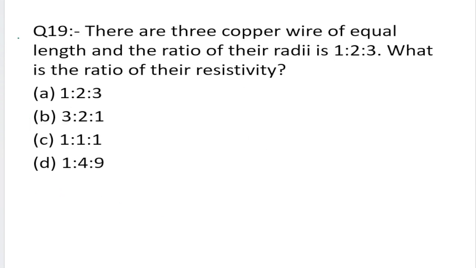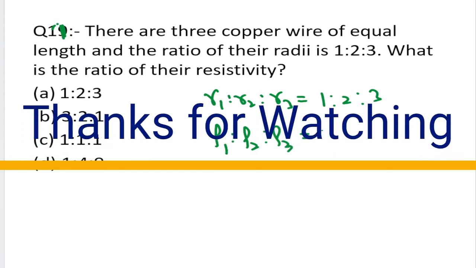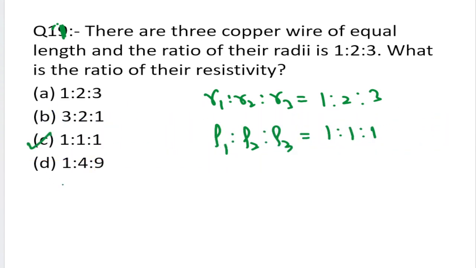This question number is 11. There are three copper wire of equal length and in the ratio of their radii, R1 R2 R3, that is equal to 1:2:3. What is the ratio of the resistivity? Resistivity does not depend upon length and radius or area. So resistivity of all the wire remains the same. So C is the correct option.